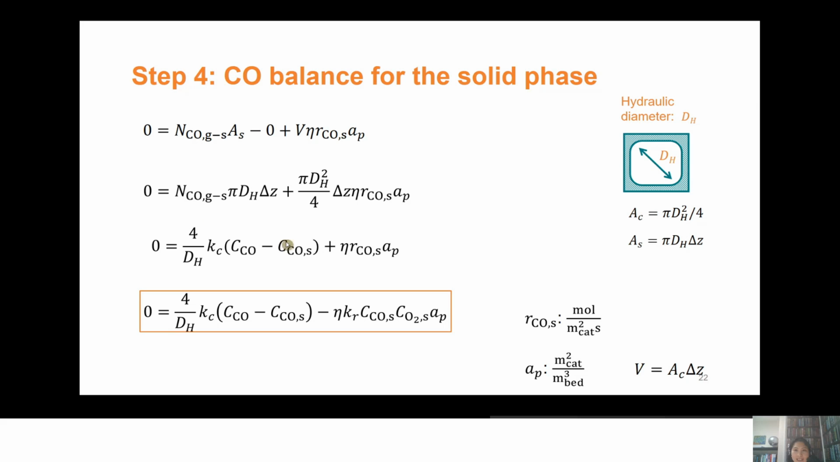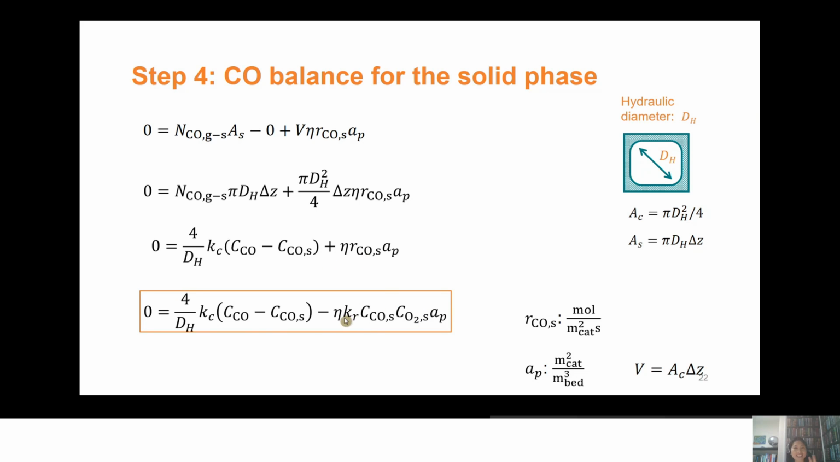Okay, so we substituted, we wrote this before, and we just substituted that expression that we wrote before here. And then finally, we just substitute in the rate expression. So we just defined this now, RCOS, and that was a given in the problem statement. So we are given that RCOS is just equal to Kr, and the concentration of CO at the surface and the concentration of oxygen at the surface. So you just substitute that into here, and we'll get this.